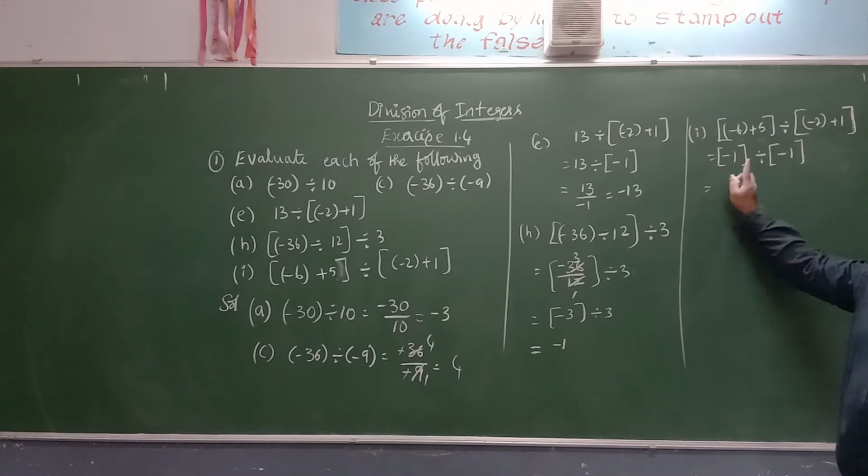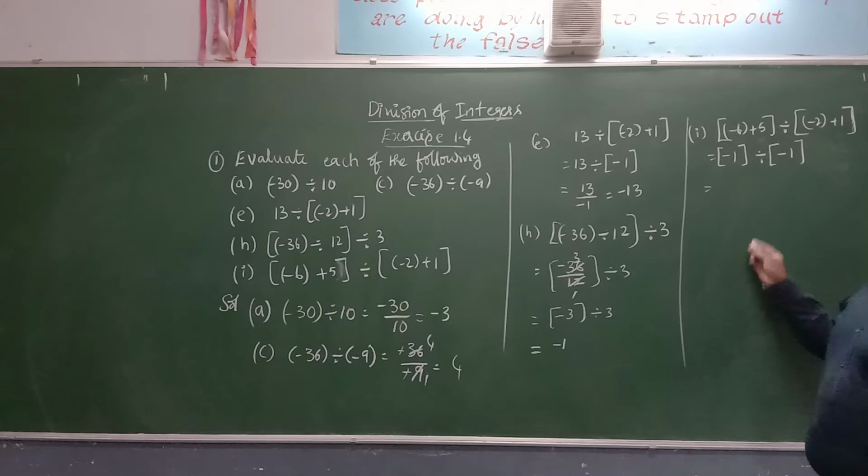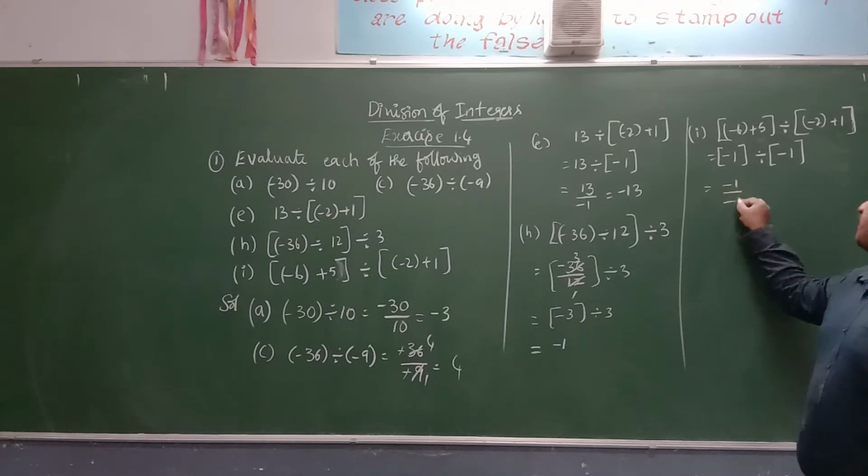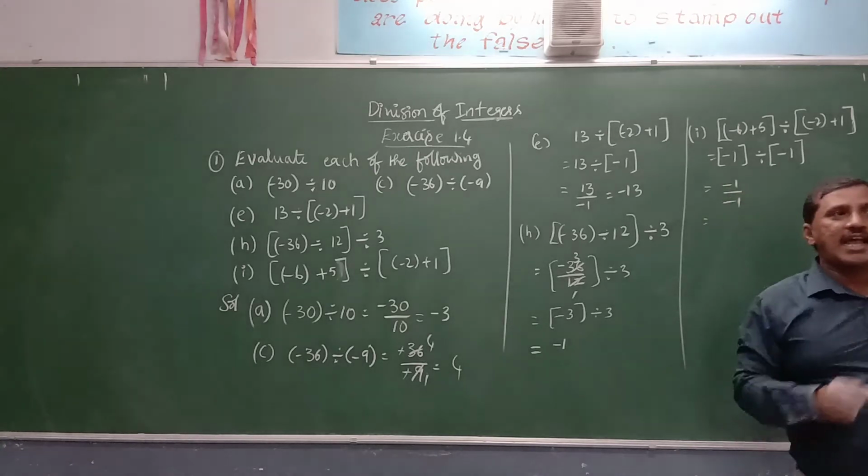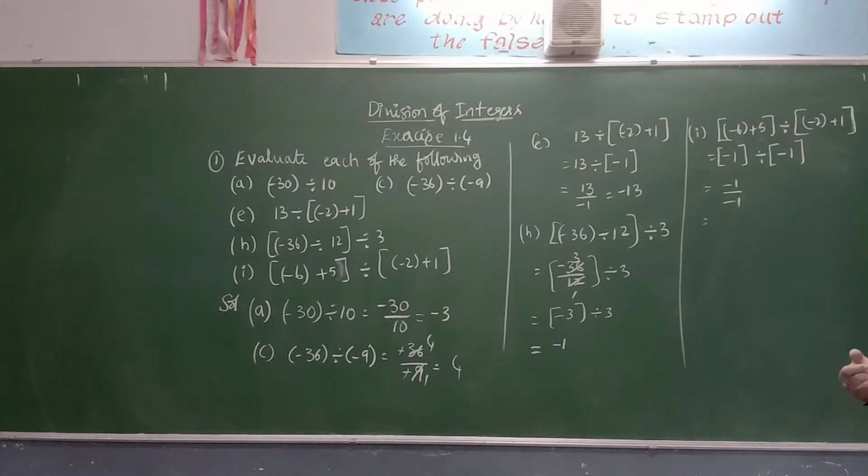Now we are dividing minus 1 by minus 1. We are dividing a negative integer by a negative integer, so we always get a positive integer. That is 1. 1 by 1 is equal to 1, and the signs cancel. Is it clear, children? Like this, we used the knowledge of division of integers to solve these problems.